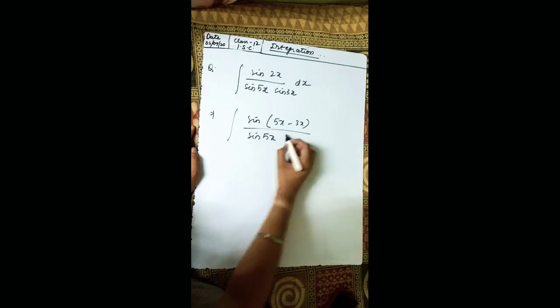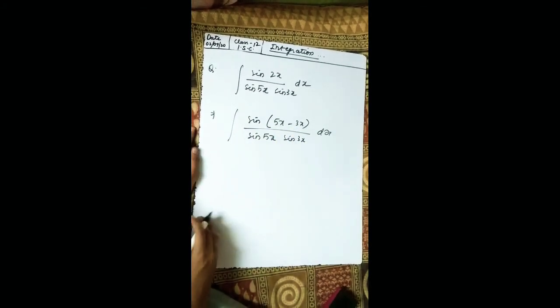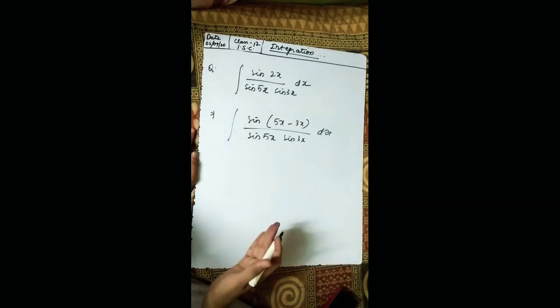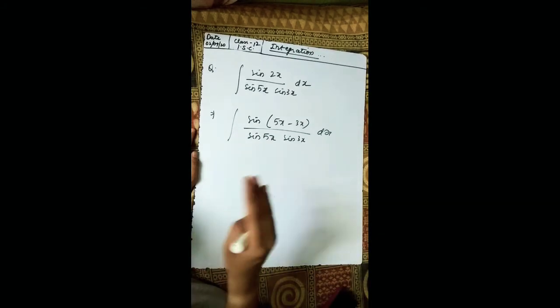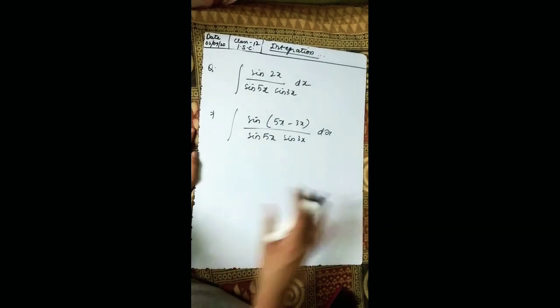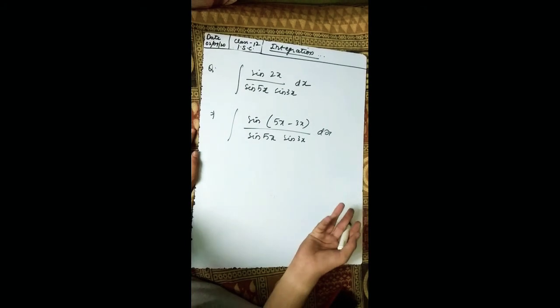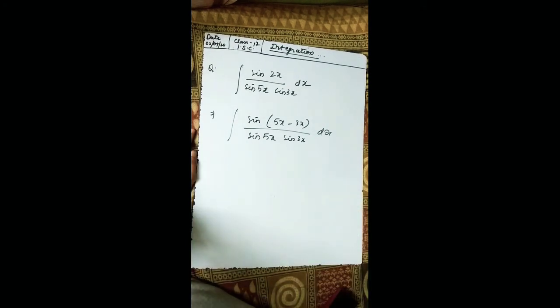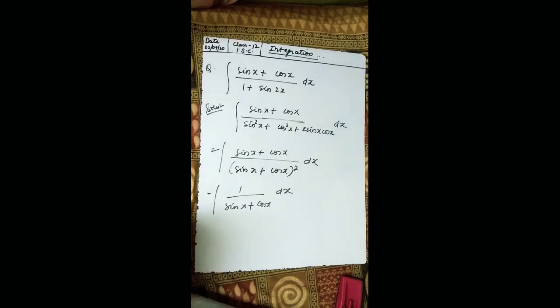Now, you can use the sine x minus y identity, which is sine x cos y minus cos x sine y. Separate it, and then finally you will get the things in either cot theta or tan theta, and then you can integrate it very easily. Okay, so do like this. Now let us come to this question.